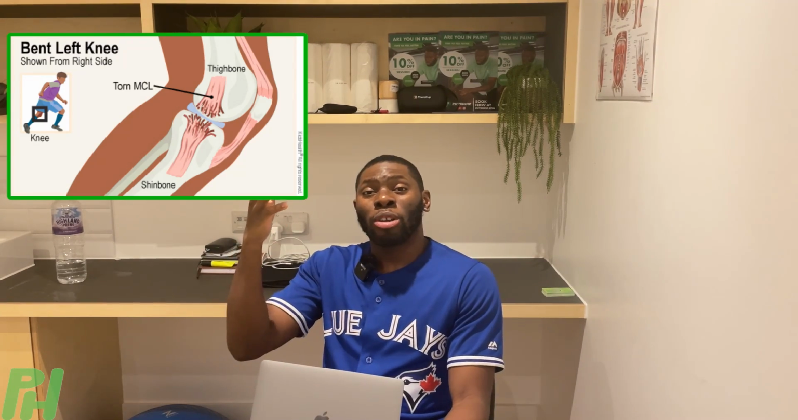Now, what is the MCL? The MCL is the medial collateral ligament, and this is a ligament found in the knee, and this connects your femur to your shin bone and prevents your knee from moving side to side.